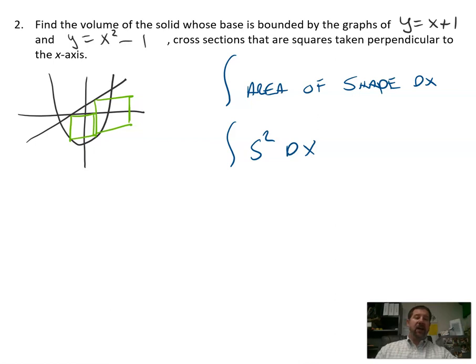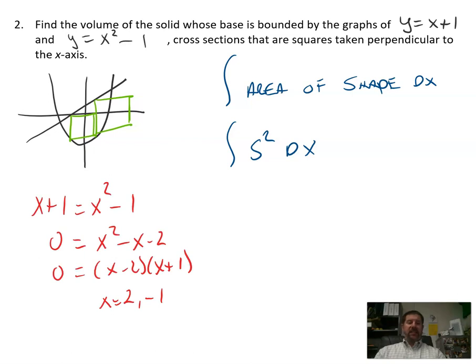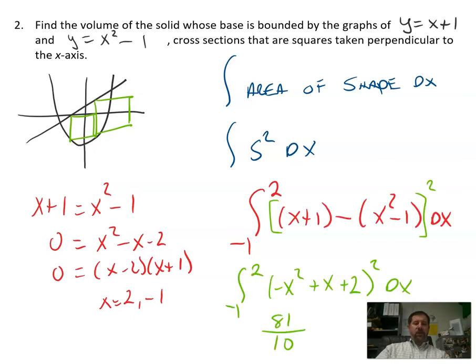And now I just need to find out where they intersect so I know where to start and stop my integral. So when I set these equations equal to each other and solve that system, we get x equals 2 and -1. Now to figure out what the side of the square is, it's just top curve minus bottom curve. Don't forget to square your side, simplify, and evaluate, but you should get 81 over 10.